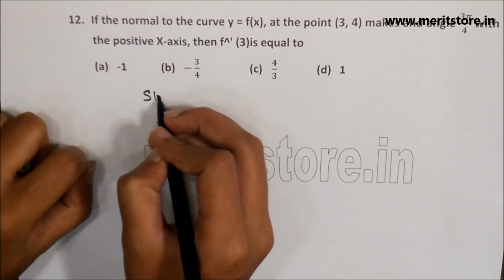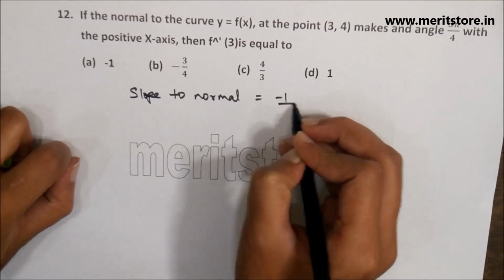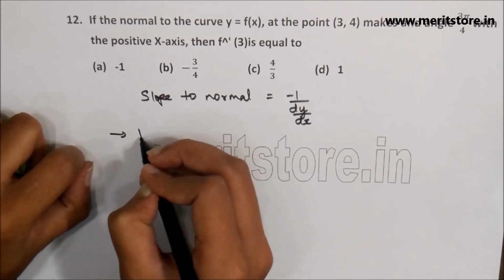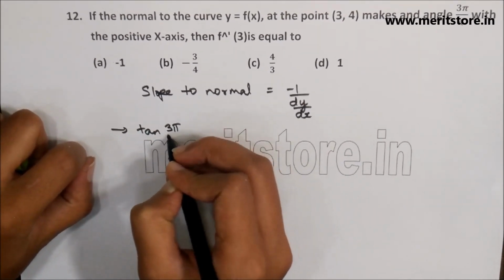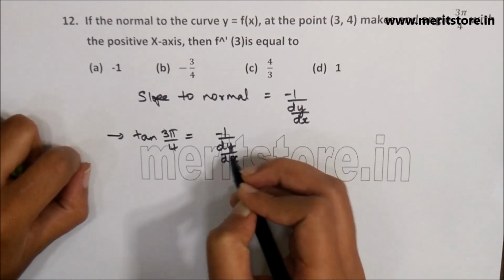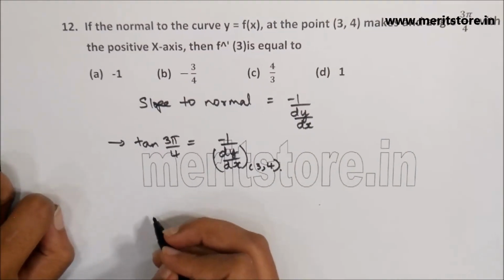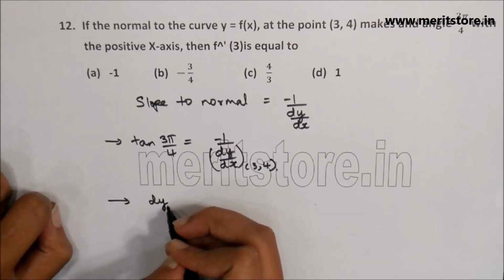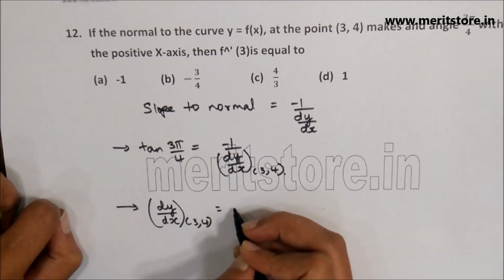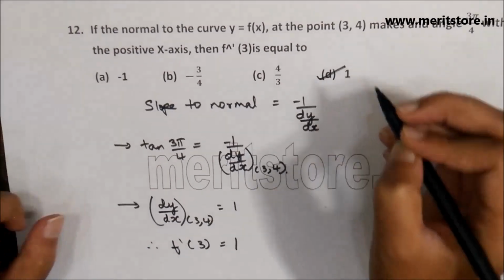We know that slope of the normal is equal to minus 1 upon dy by dx. Therefore, tan 3 pi by 4 is equal to minus 1 upon dy by dx at point (3, 4), which is given. By differentiating, we'll get dy by dx at point (3, 4) is equal to 1. Therefore, f dash of 3 is equal to 1. Option D is the correct option.